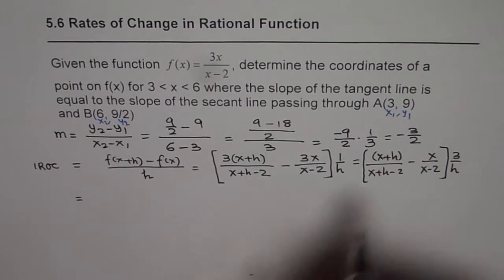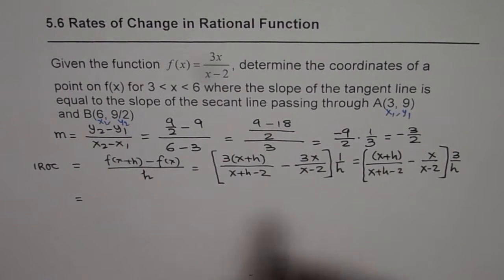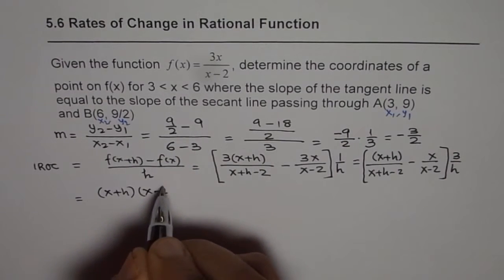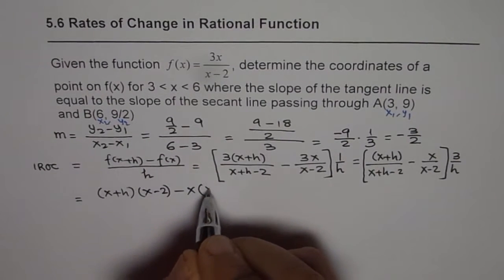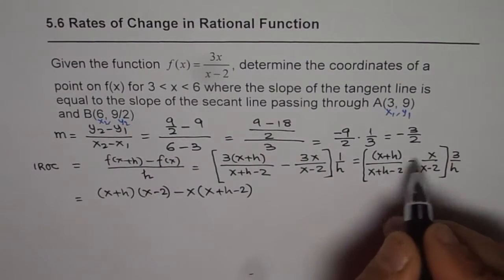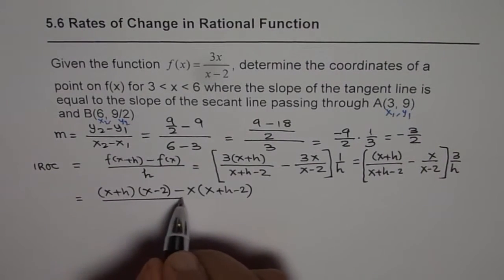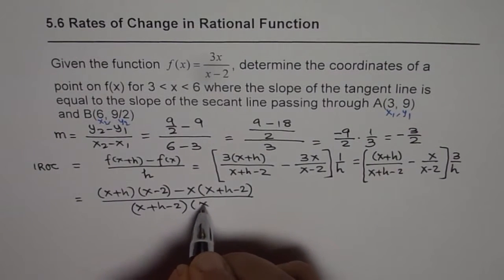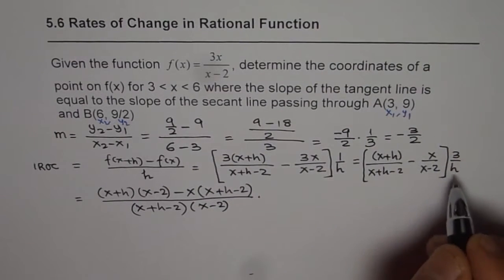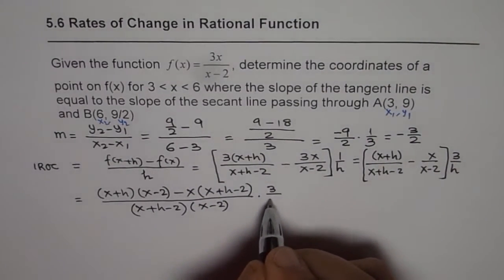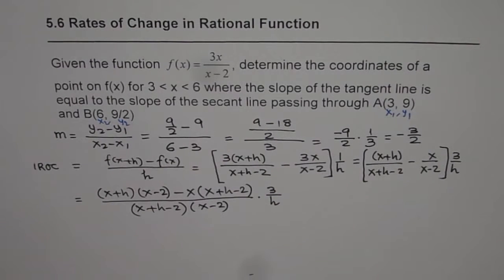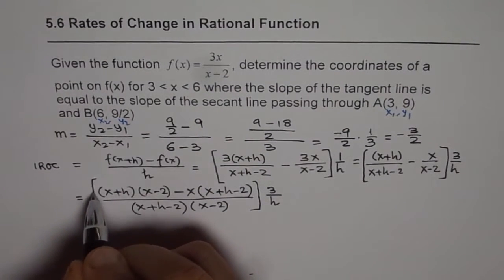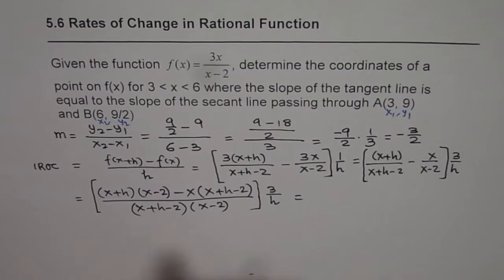So let's continue. At this stage we can cross multiply and have a common denominator. So in the numerator we get x plus h times x minus 2 minus x times x plus h minus 2. That's the numerator after cross multiplying. The denominator here will be x plus h minus 2 times x minus 2, times 3 over h, correct? Times 3 over h. Do you see how neat it is? If you want to be very specific, it's good to use these square brackets so that we don't get confused.